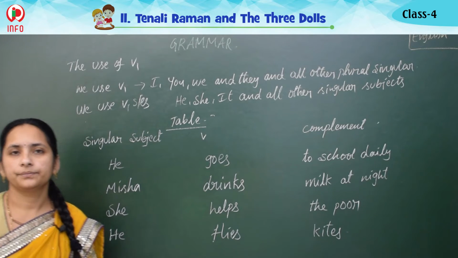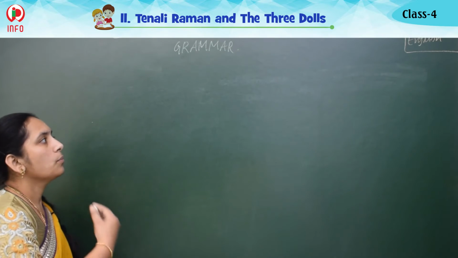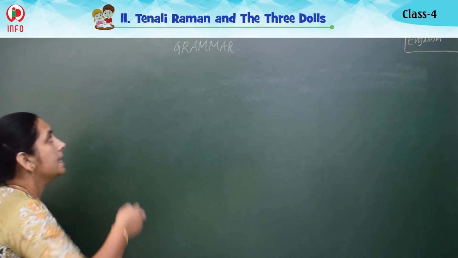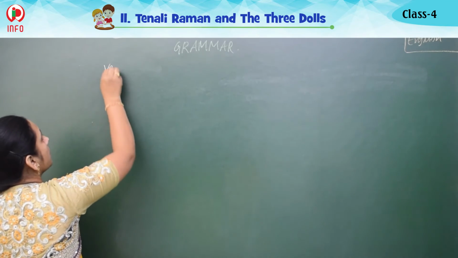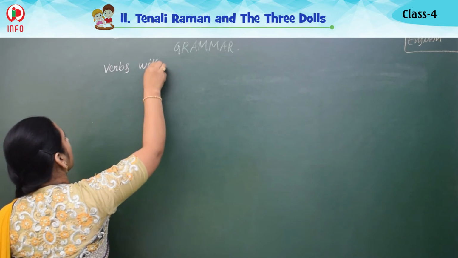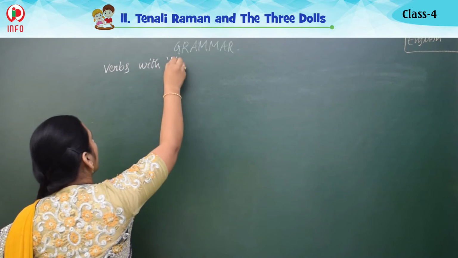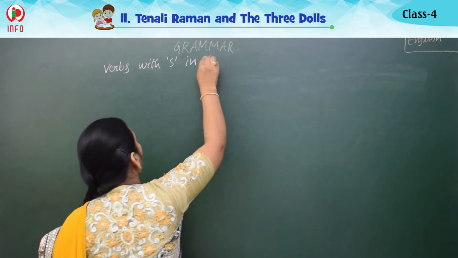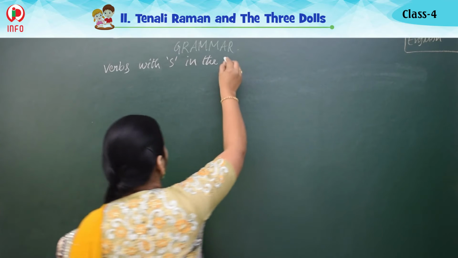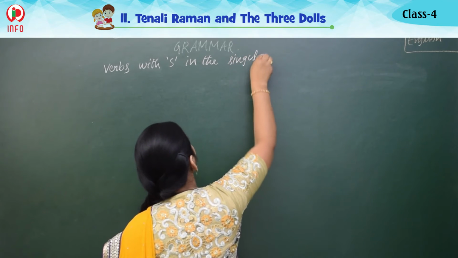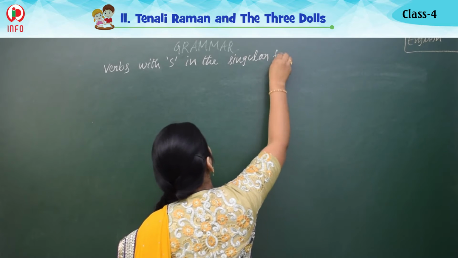See this, children. Most of the verbs, if you see, most of the verbs have only S in the singular form. Singular form means here a singular subject. So that we can write it.